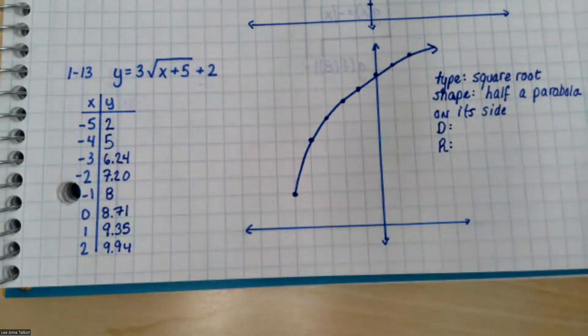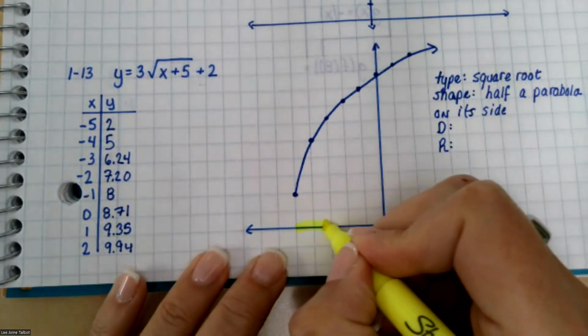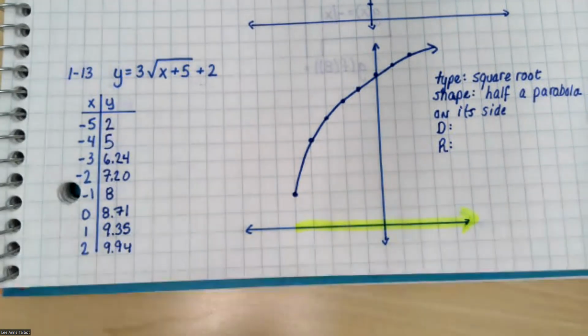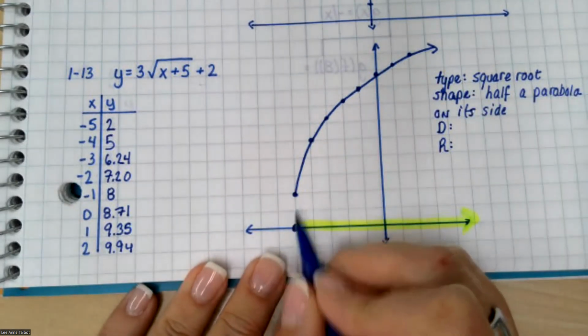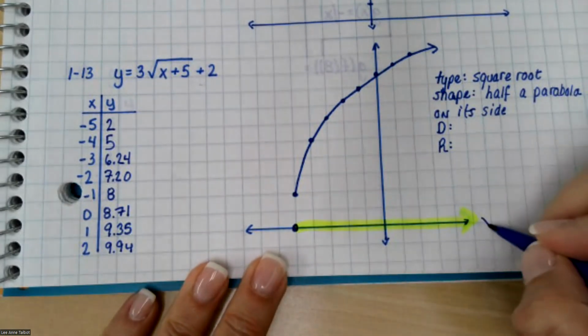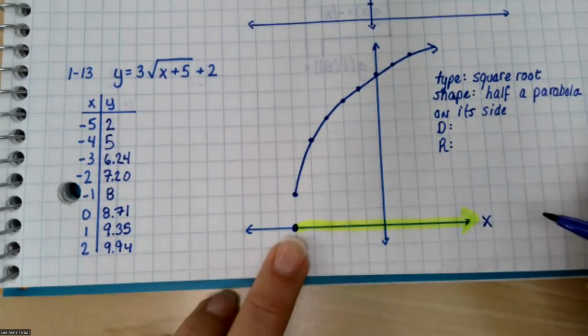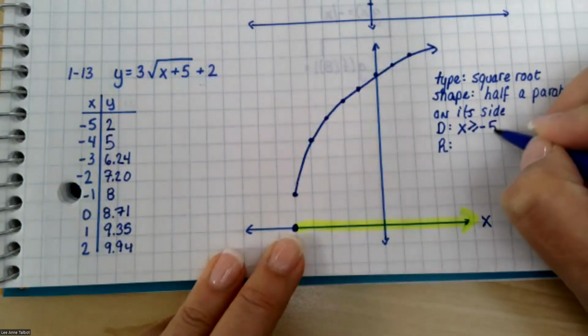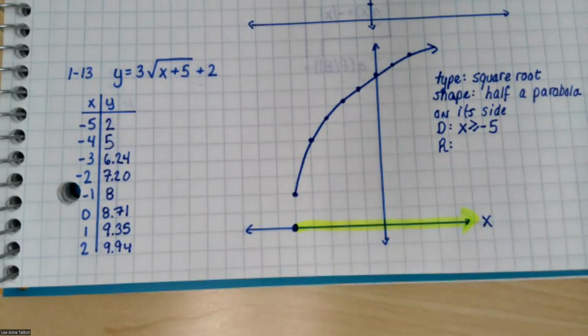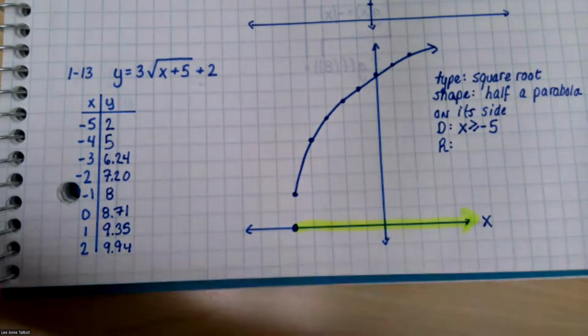Okay. The domain is going to be everything from here that way. So starting here and everything this way, remember we mark up the x-axis. So this is x is greater than or equal to -5. Can you also tell from the table that x is greater than or equal to -5? Look at all the numbers in the x column. Okay, range.